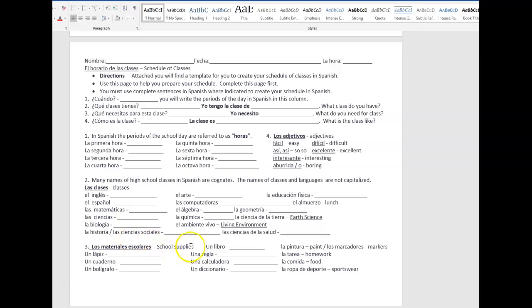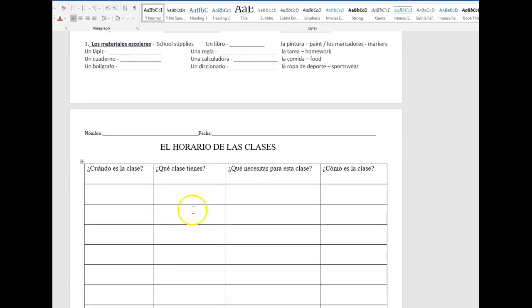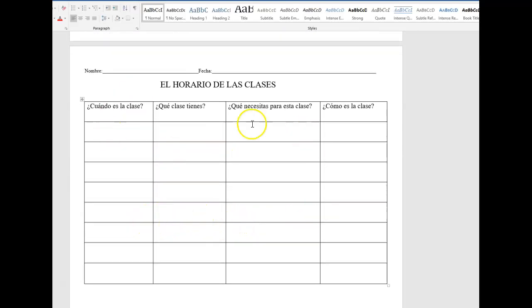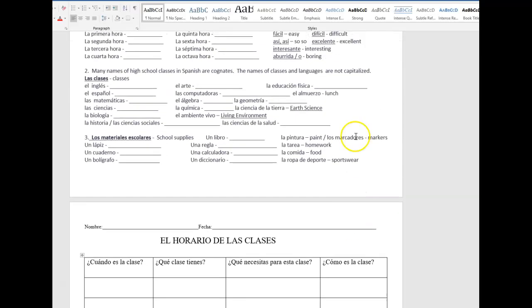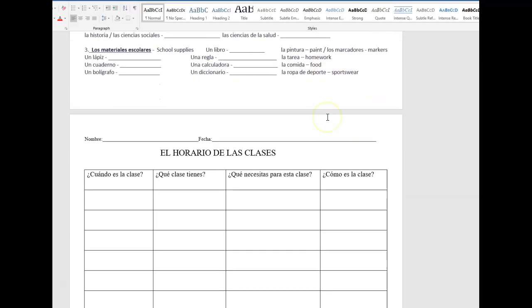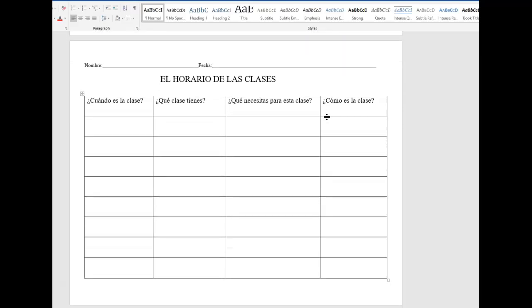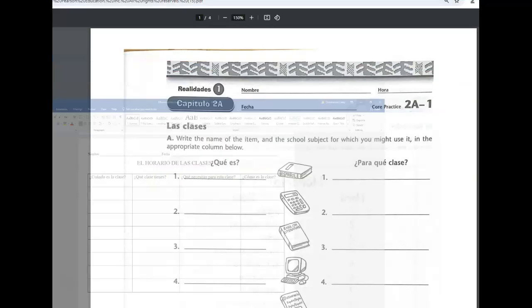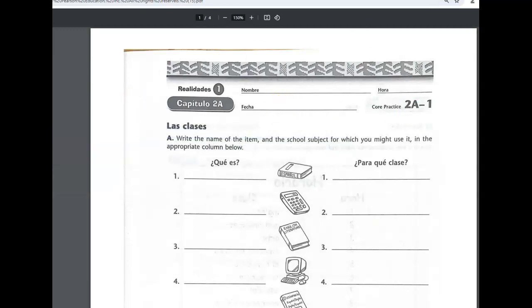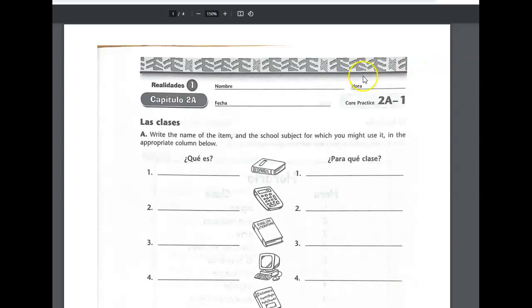I would study your classes as it relates to your class schedule, and then the items or the materials that you would associate and bring to your classes. And then, of course, know your class schedule in its entirety. And essentially, this would be great to study as well because you have the periods, your classes, the materials, and then in this fourth category, your descriptive adjectives, the way that you would describe your classes. So I would have this handy, not only to study from, but also to have to complete this activity, which is going to be due next class.